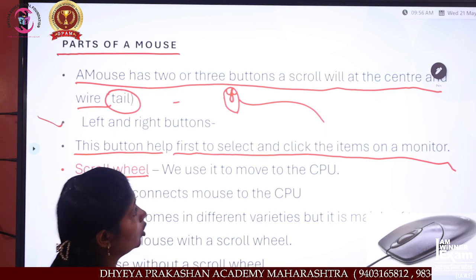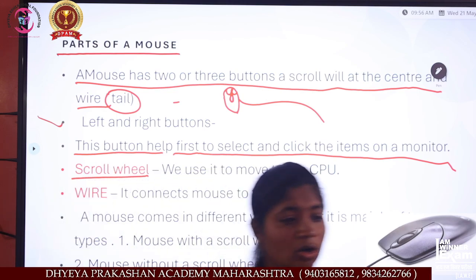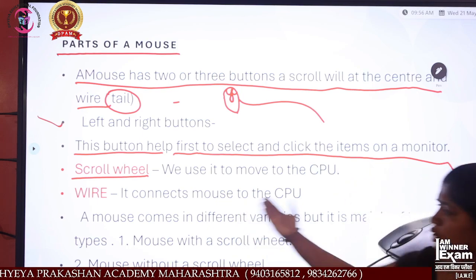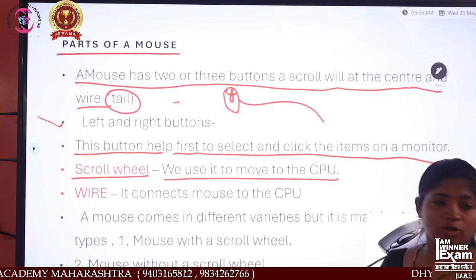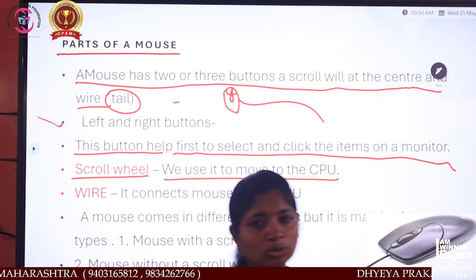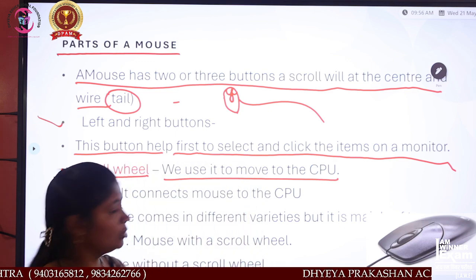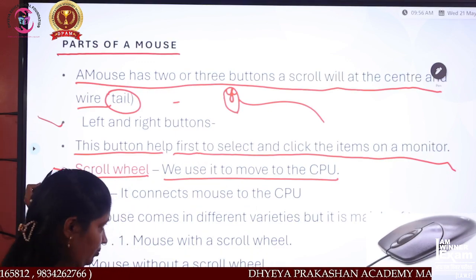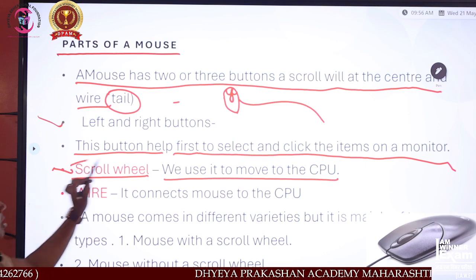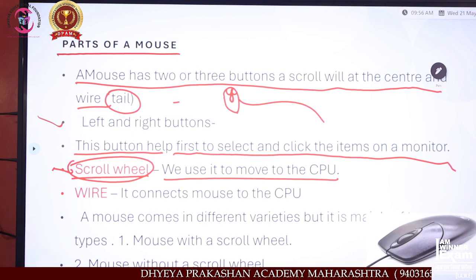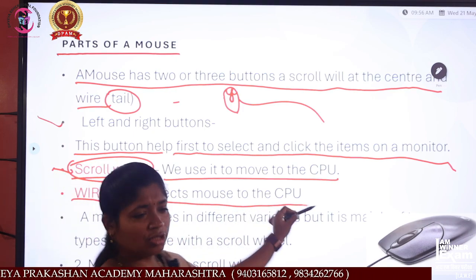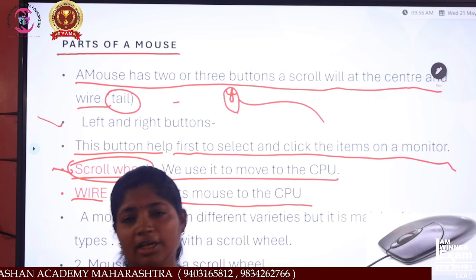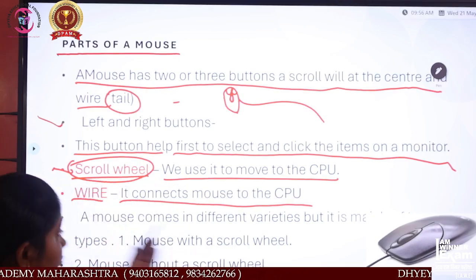Next is the scroll wheel. We use it to move up and down on the screen. Next, the wire. The wire connects the mouse to the CPU.